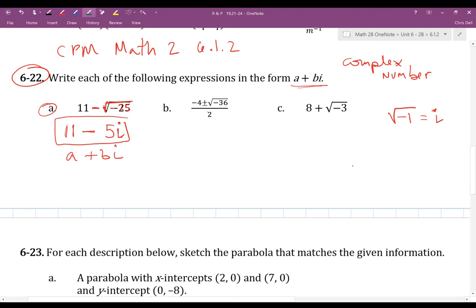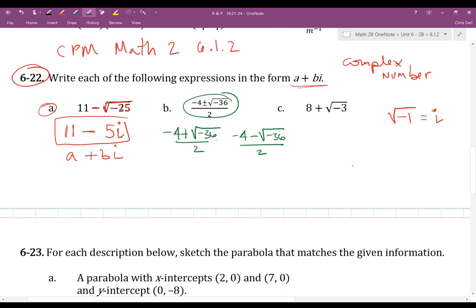Okay, so another one. Now we've got a little bit more to do. We've really got two situations because of that plus or minus, so I'm going to write them both. I have negative 4 plus the square root of negative 36 all over 2, and the other one is negative 4 minus the square root of negative 36 all over 2. That comes from the quadratic formula: negative b plus or minus the square root of b squared minus 4ac, all over 2a.